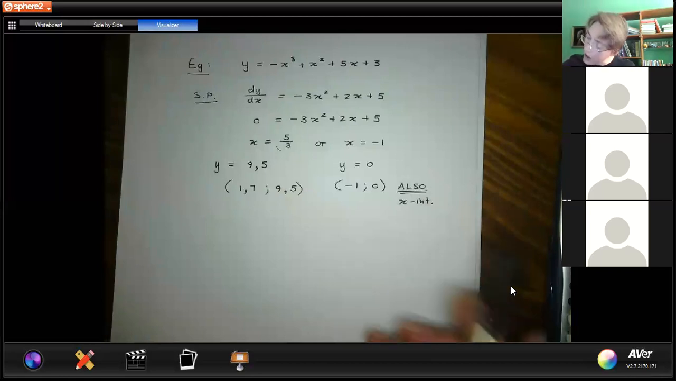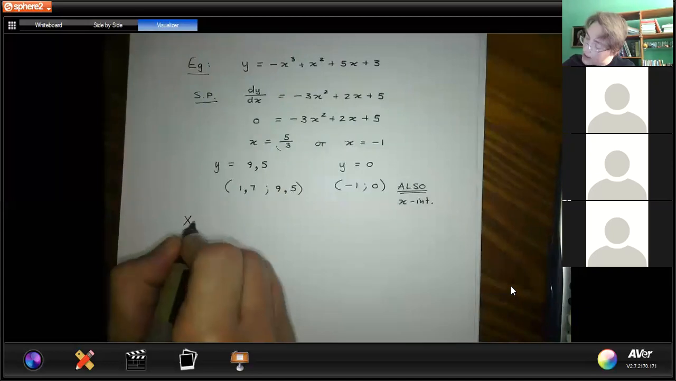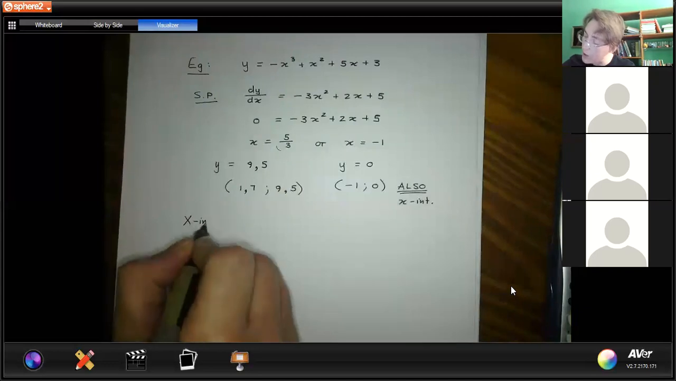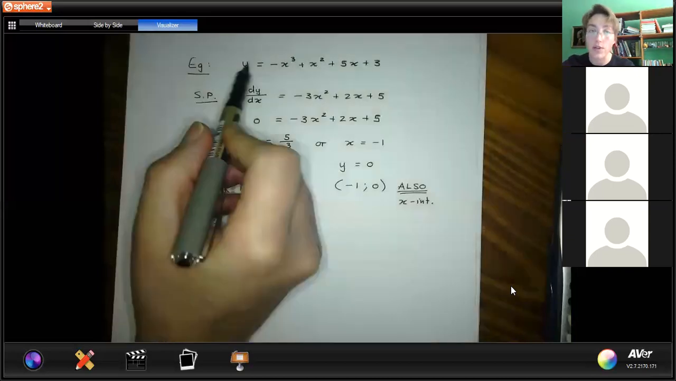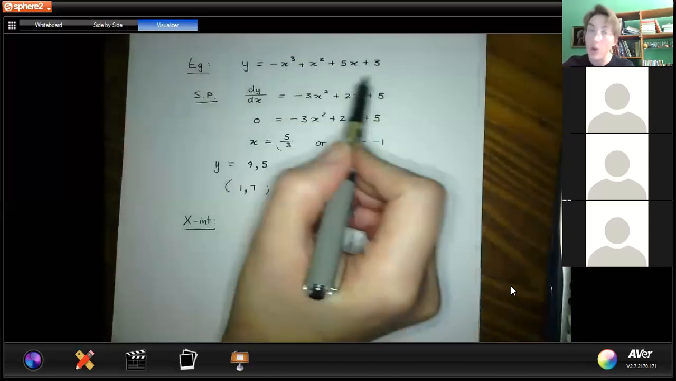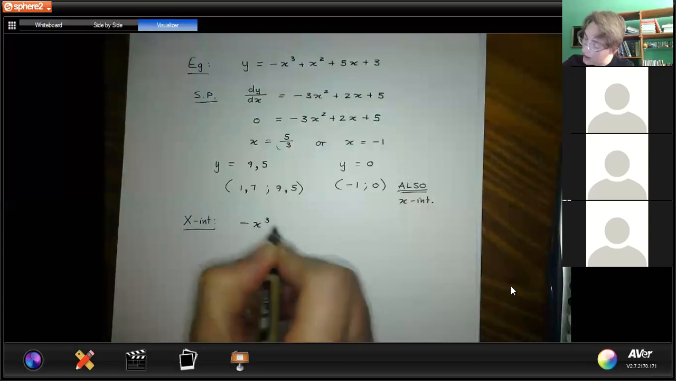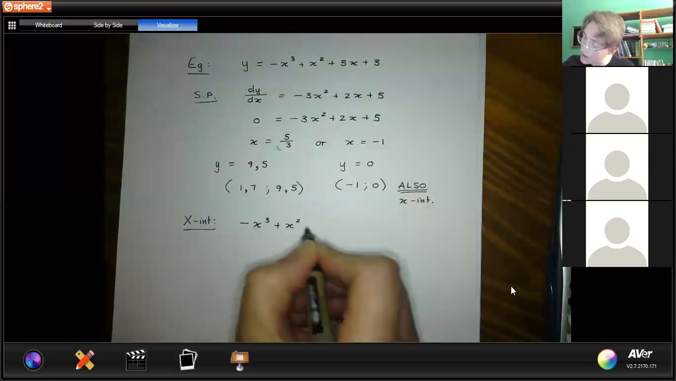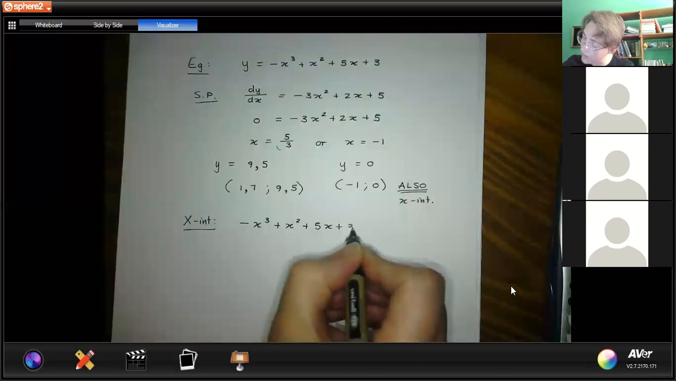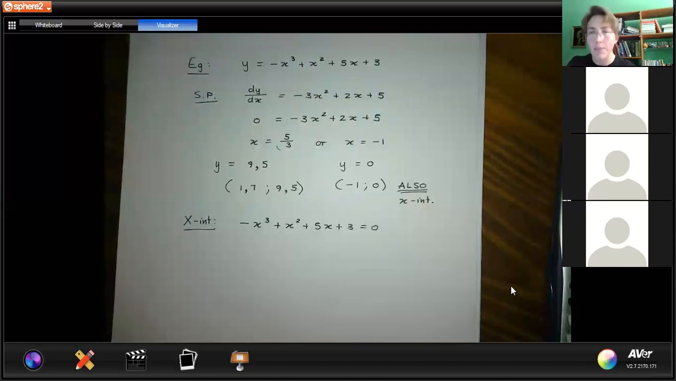Right. Now, I work on my x-intercepts, and to get x-intercepts, we always say y equal to 0, so I solve this equation. Again, people, show the 0. So I'm going to say minus x cubed plus x squared plus 5x plus 3 equal to 0. I'm assuming all of you have the Casio calculator, because we did have this discussion in that chat on polynomials, where we were talking about the factor theorem.